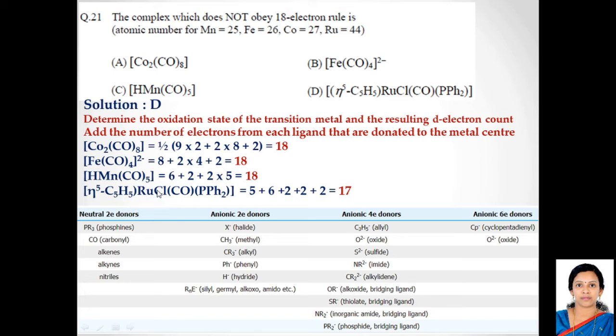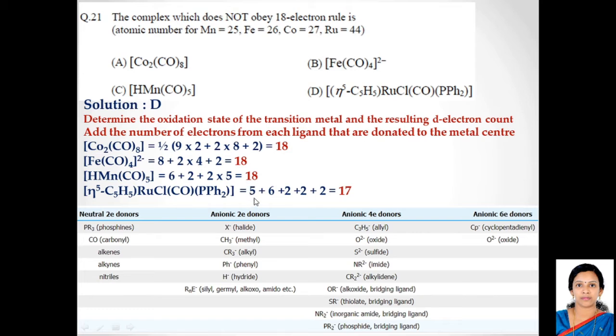So if it's in a plus 3 state, what is the number of electrons for the ruthenium metal? See, the configuration for ruthenium is 4s2 3d6, so that means it's a d8. You can call it an 8 valence electron metal. But out of this 8, 3 electrons are gone. It's in a 3 plus state. So that means you can count 5 electrons for ruthenium.